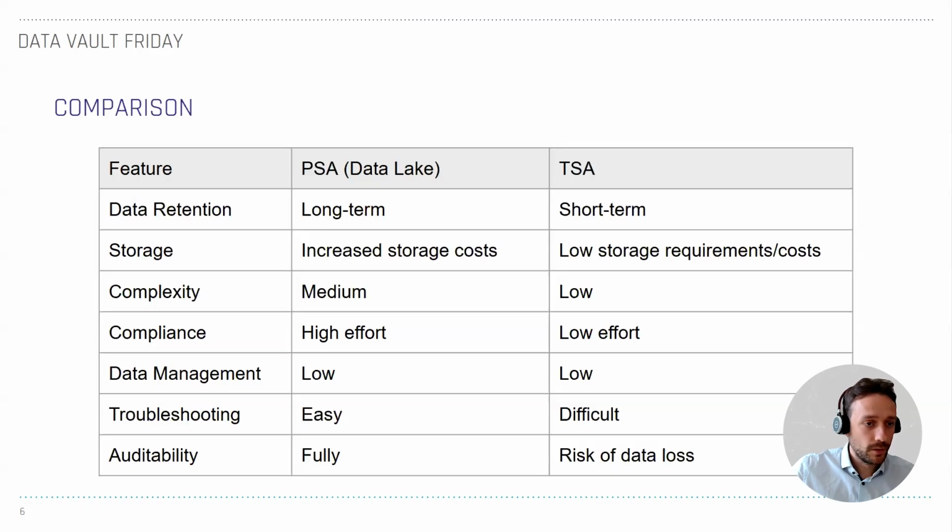Troubleshooting is again easy on a PSA. You have the possibility to fully recover or reload the history, and you have a full lineage in the end. And on a TSA, it's more difficult because it's limited. You don't have the possibility of full reloads. Regarding auditability, it goes in the same direction. On a PSA, you are fully auditable. You can reload the history whenever you want. On a TSA, there's a risk of data loss.